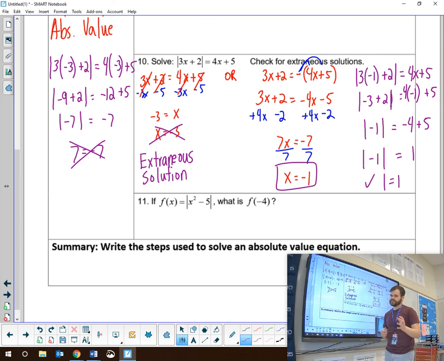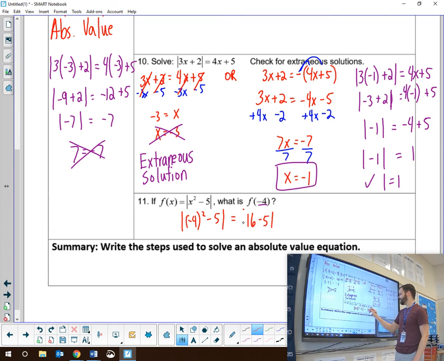Last one. This is just a little practice with a little f of x. It's just asking us if f of x equals x squared minus 5, what is f of negative 4? Guys, all this means is you take what is here, plug it in for x, and see what it is. That's all it's saying. So let's plug in negative 4 for x. So we'll go negative 4 squared minus 5. Well, negative 4 squared is 16. 16 minus 5 is 11. The absolute value of 11 is 11.